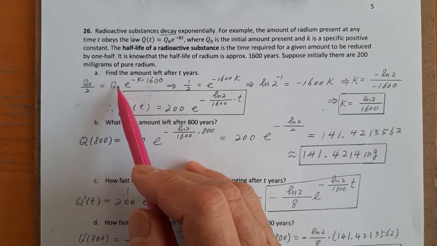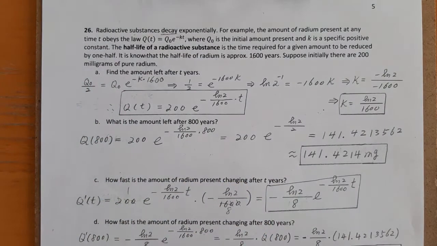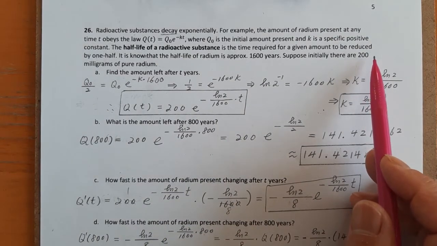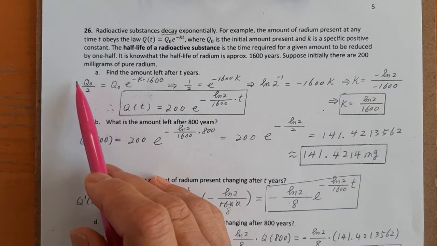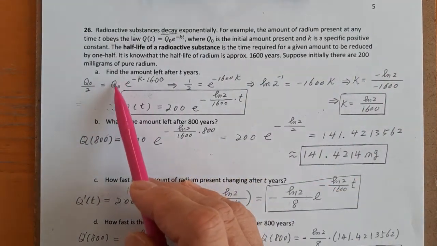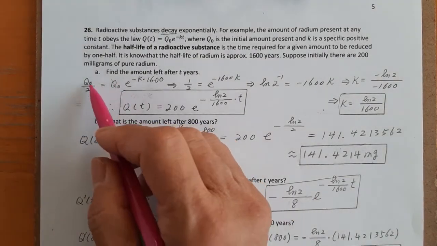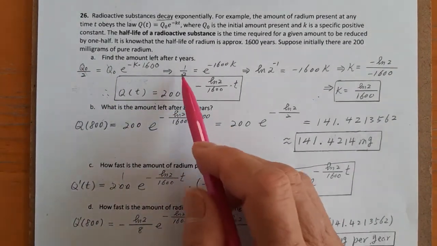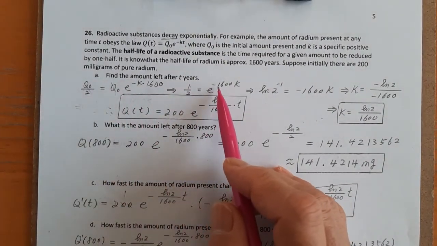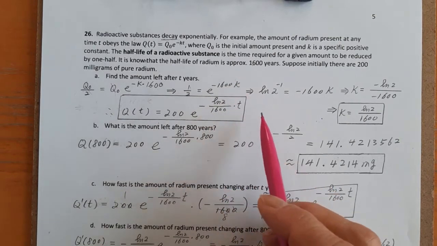Half of the initial Q0 is Q0 over 2. For example, if the initial is 200 milligrams, half of it is divided by 2, becoming 100 milligrams. You can plug 200 in here and 100 in here, it's the same thing. Then cancel Q0, and you get 1 over 2 equals e to the power negative 1600k. Solve for k.